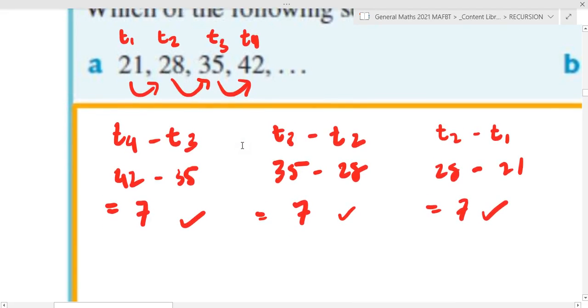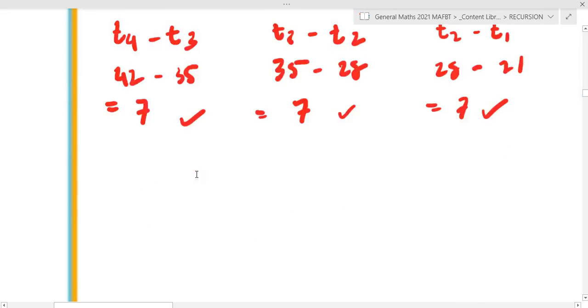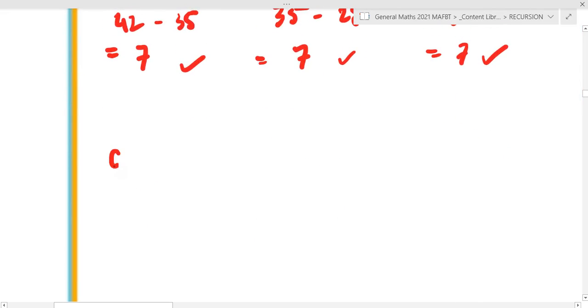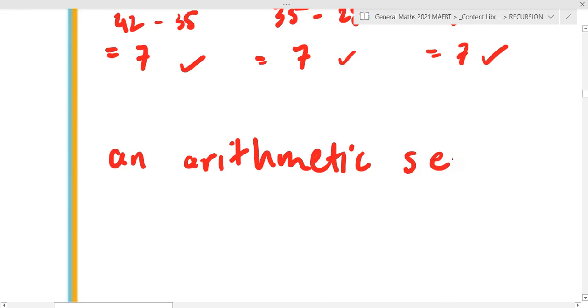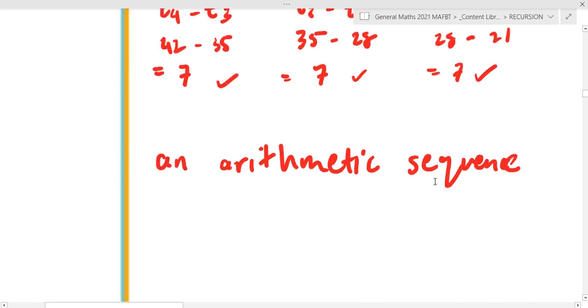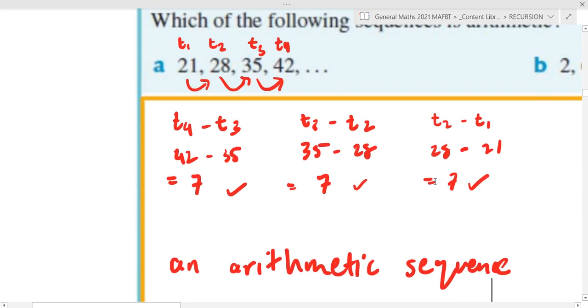So that means because it's going up by 7 each time, this is an arithmetic sequence. So you should write that it is an arithmetic sequence. Yes, it's an arithmetic sequence. Okay, let's try the next one.